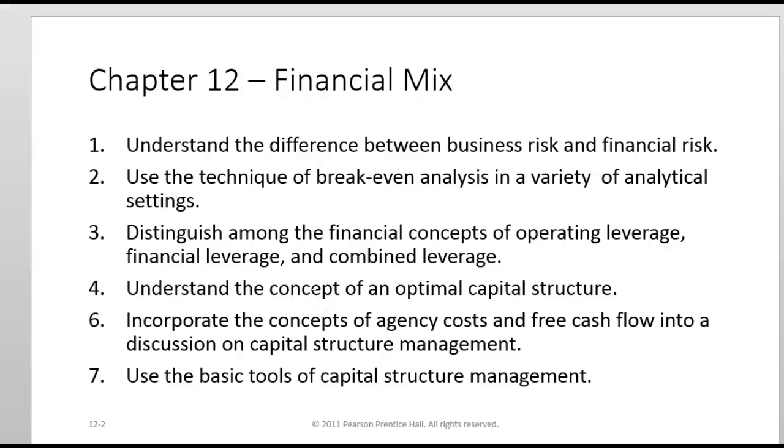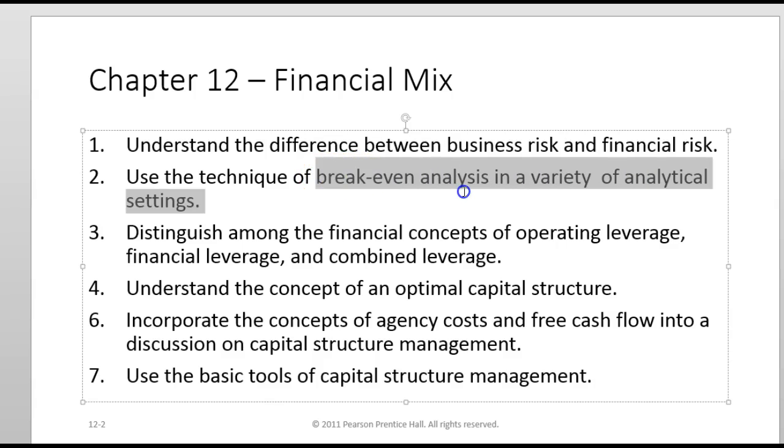This is the second chapter in Lesson 8, and it talks about financial mix. Basically what we're going to wrap around is this break-even analysis and how we can use that looking at the financial mix for a company. Along the way, when you read Chapter 12, you're also going to look at the difference between business risk and financial risk, the break-even, looking at operating leverage, financial leverage, and combining the two to come up with the best mix or the best capital structure.